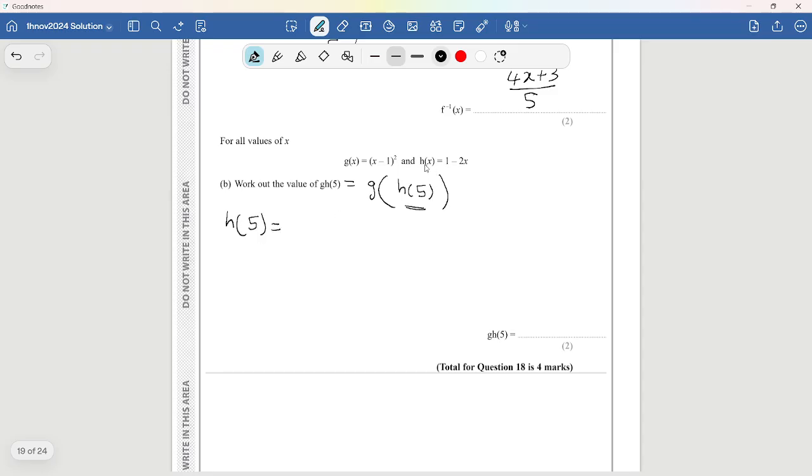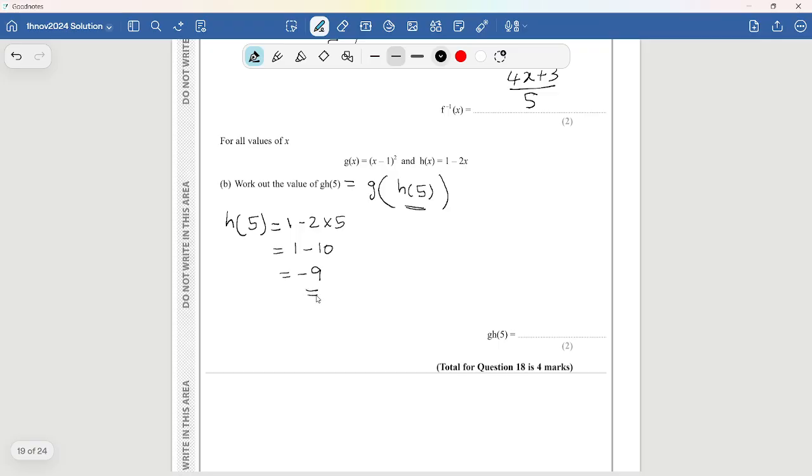So for the function h of x, if the input is 5, what is the output? So you replace x with 5 here. So 1 minus 2 times 5. You apply BODMAS here, we multiply first. So 5 times 2 is 10. So 10 take away 1... that is, 1 minus 10, which gives you negative 9. So the output for h of 5 is negative 9.